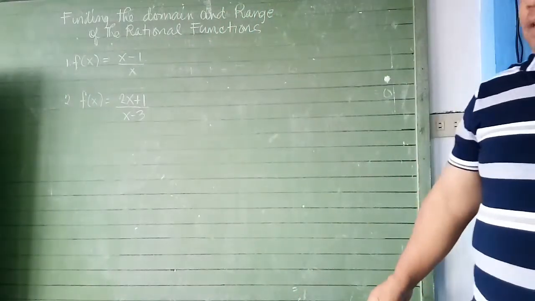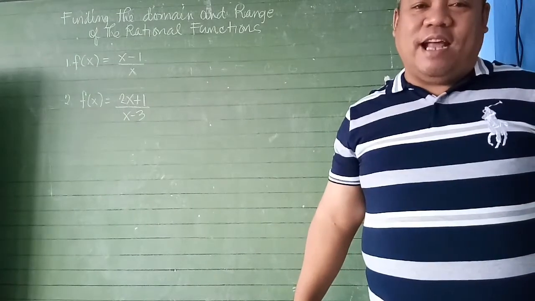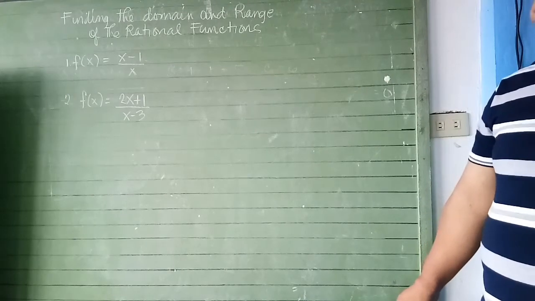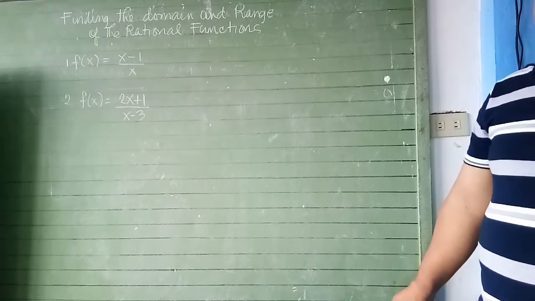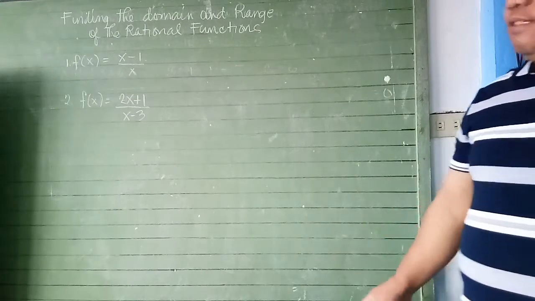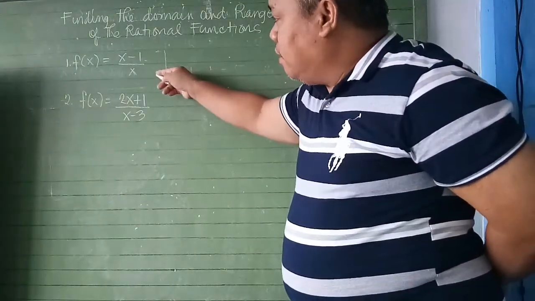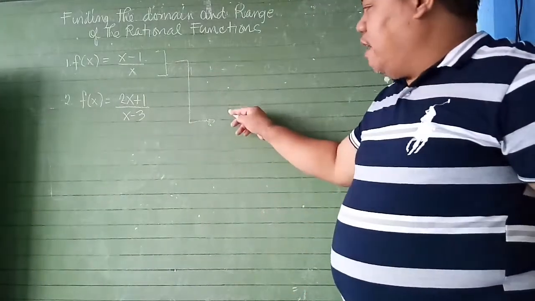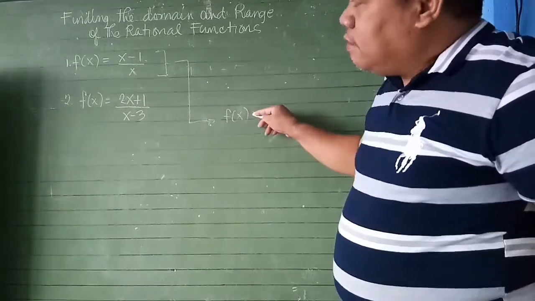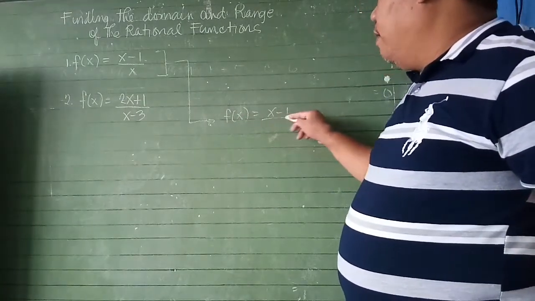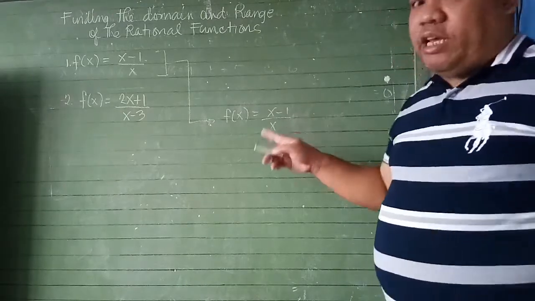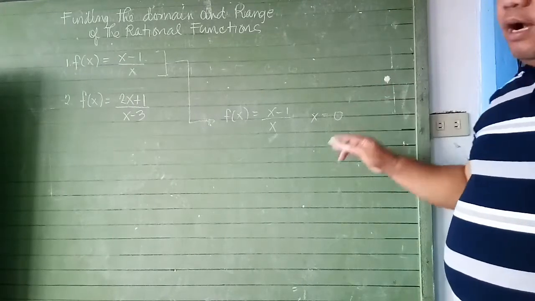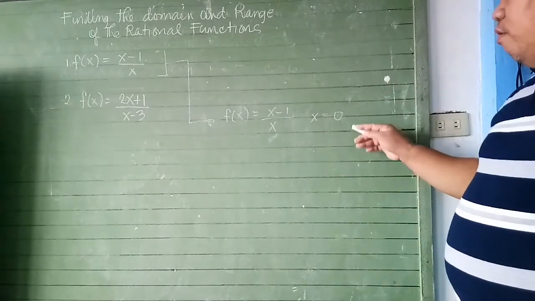Okay, let us now discuss how to find the domain and range of a rational expression, or rational function rather. Now, to find the domain is to look first for the denominator of the original equation. So let's say we're going to find the domain and range of this. Our original equation is f of x equals x minus 1 over x. Looking at the denominator, equate the denominator to 0. So x equals 0. So that will be our domain for this rational function.